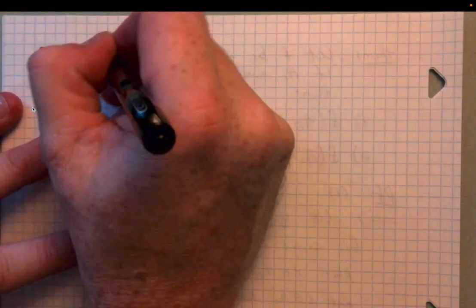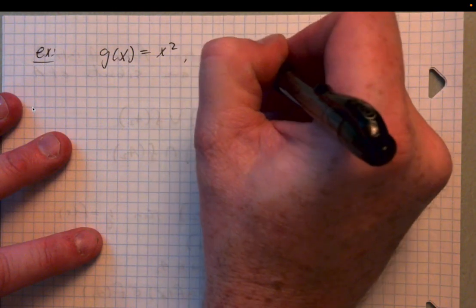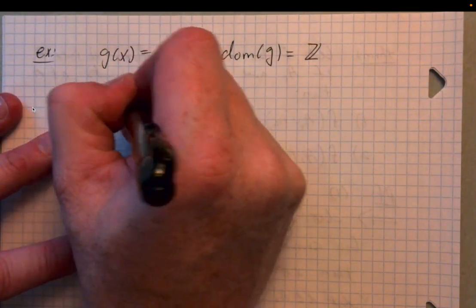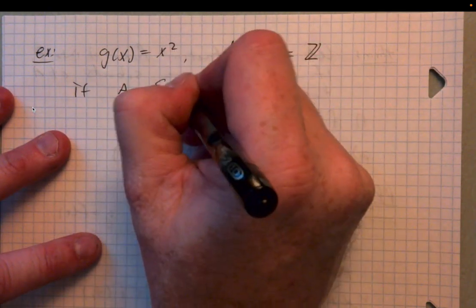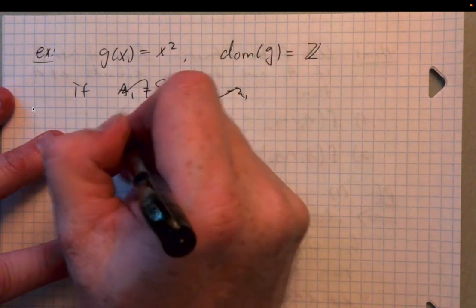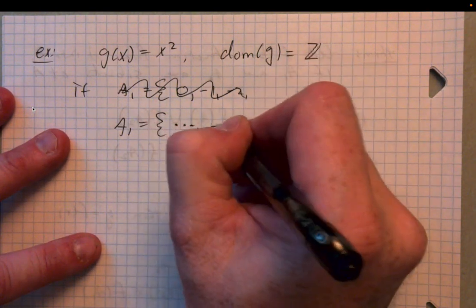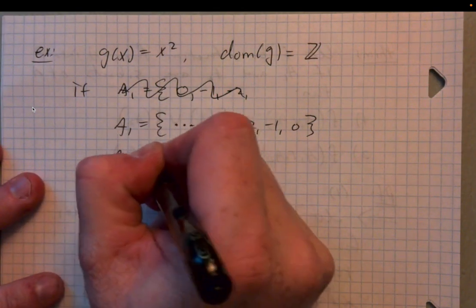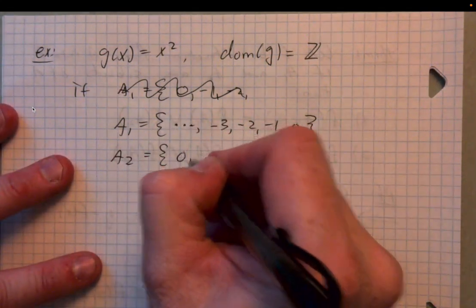Now, regarding that second item, let's do an example to see how equality may not hold, as we saw in part two of the theorem. Let g of x equal x squared, and say that the domain of g is the integers. Let A1 be all of the integers from 0 going negative: dot, dot, dot, negative 3, negative 2, negative 1, and 0. And let A2 be all of the integers starting at 0 and going up.